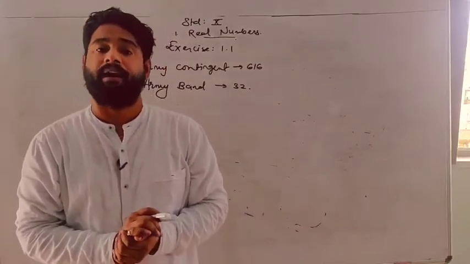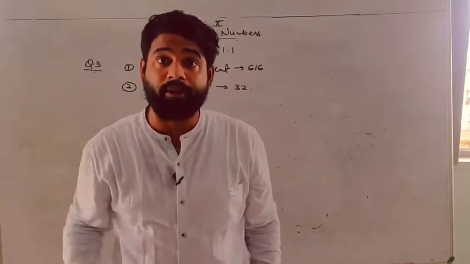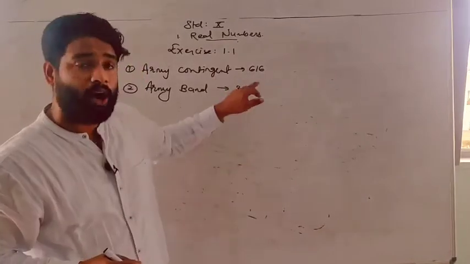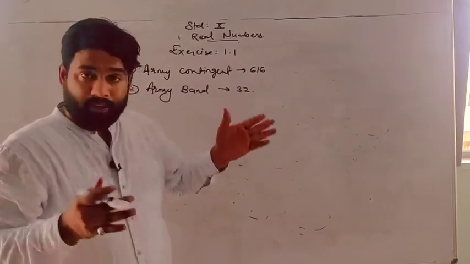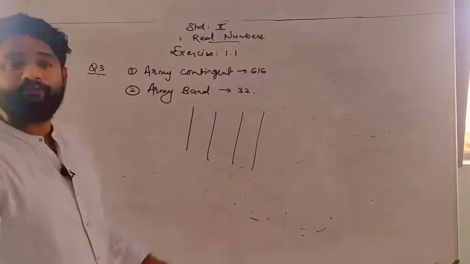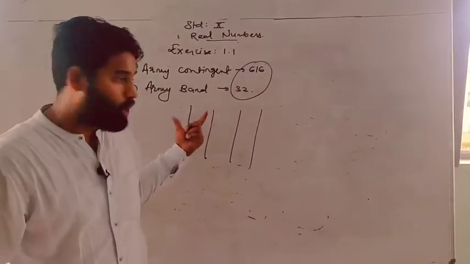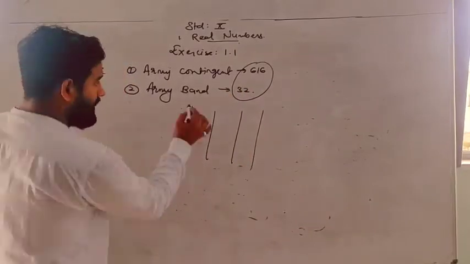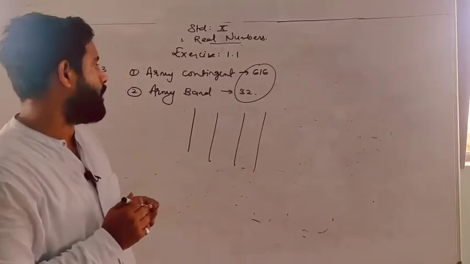Now they are taking part in a parade. Parade means all the army men moving in a proper flow. That is called a parade. So I have to arrange all 616 members and 32 members in columns. Suppose I have made 4 columns. In those 4 columns, all should be arranged, this 616 and this 32 also. And each column will have the same number of people. Are you getting my point?